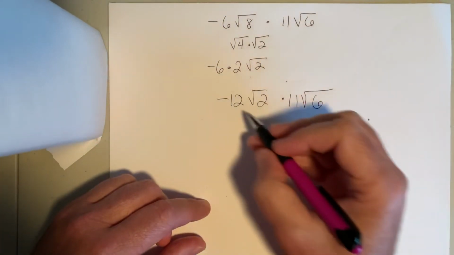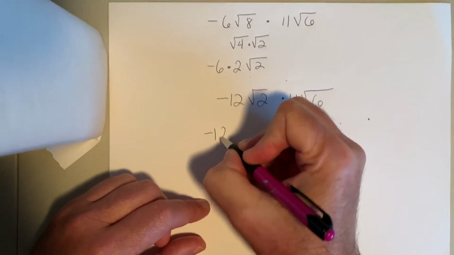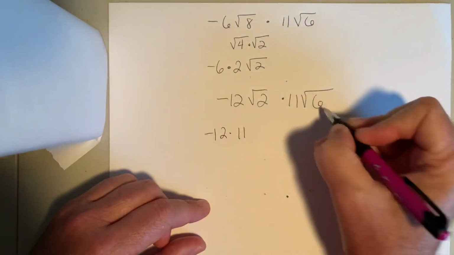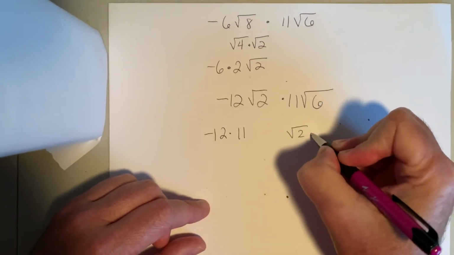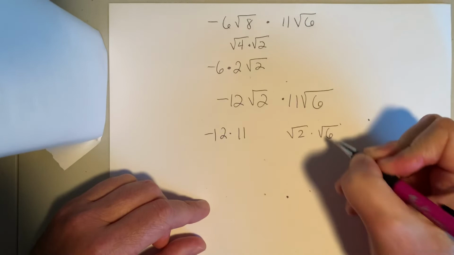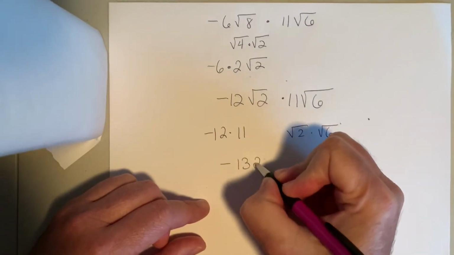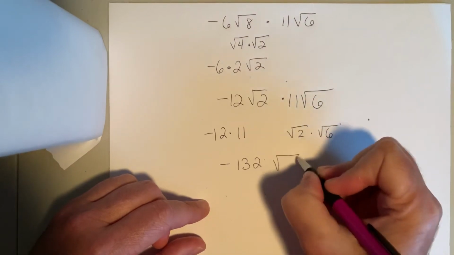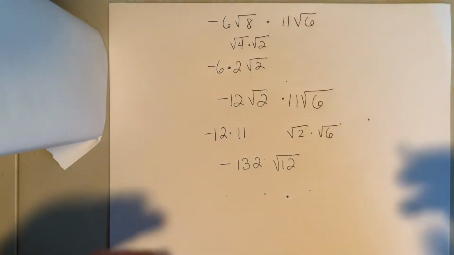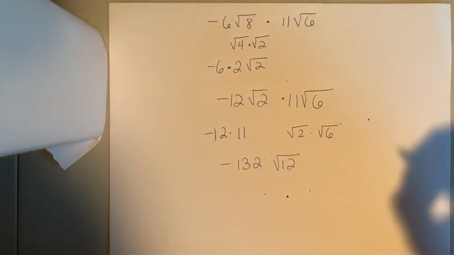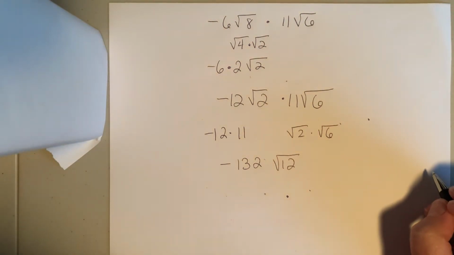Now, again, I'm going to multiply the things that are outside together. So we have -12 times 11. And the things that are inside, so radical 2 times radical 6. Over here, that's going to be -132. This is going to be radical 12. And wouldn't we love to stop there? Yes, I would. But you can't. You got to simplify it. You got to go lower.